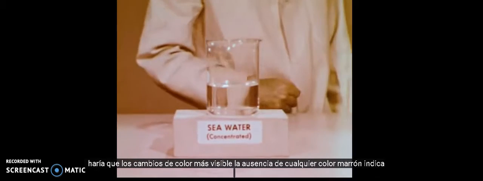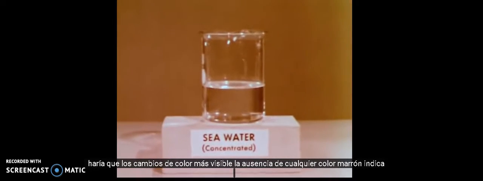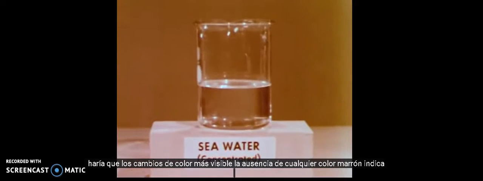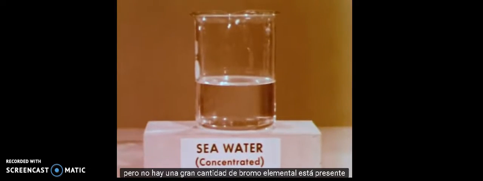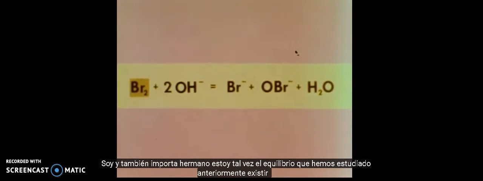When seawater is first concentrated by a factor of about 50, it will make color changes more visible. The absence of any brown color indicates that no great amount of elemental bromine is present. When we check the acidity, the litmus turns blue. Seawater is basic. Since seawater contains hydroxide ions and also bromide ions, perhaps the equilibrium we studied earlier exists.